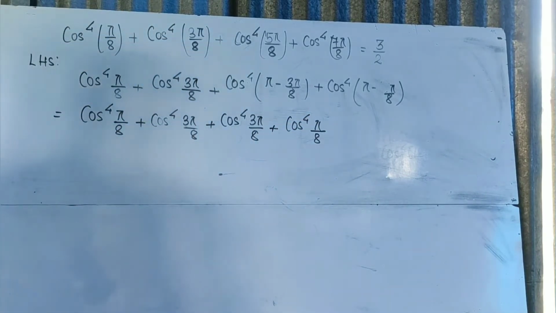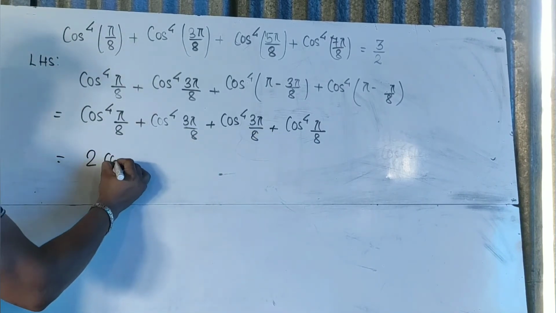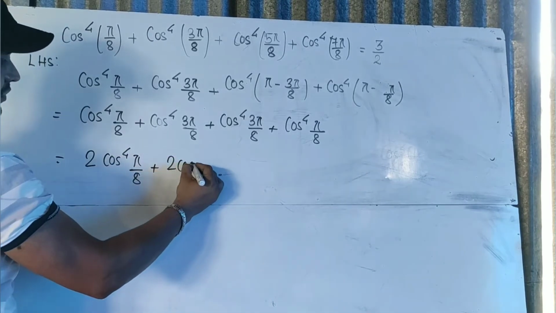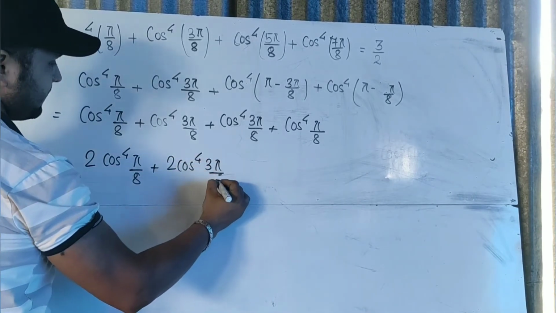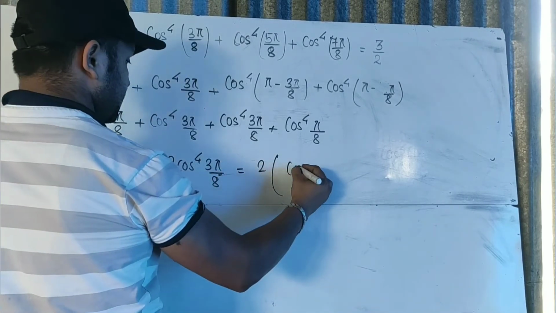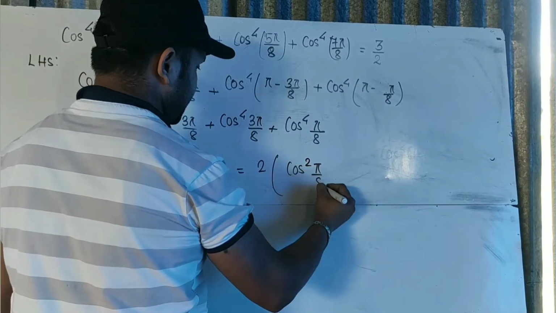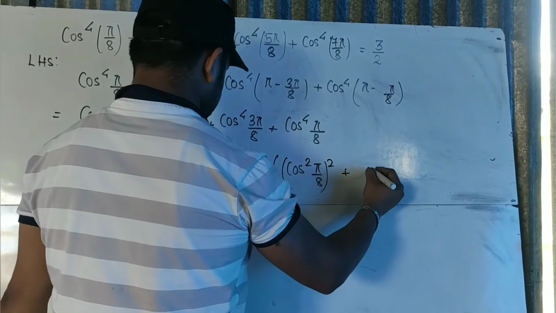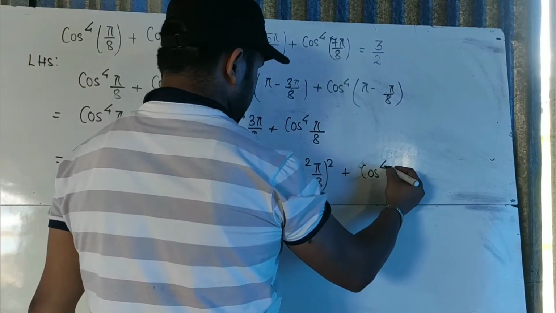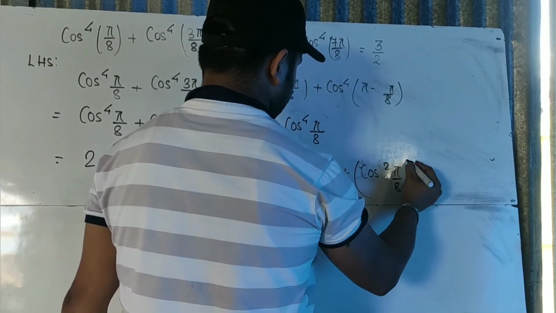We got it. So now this and this is a like term, so we can put them together: 2 cos to the power 4 pi by 8 plus 2 cos to the power 4 3 pi by 8. In the next step, we'll take 2 common, and we can write cos to the power 4 as cos square pi by 8 whole square, plus you also have your cos to the power 4 as cos square 3 pi by 8 whole square.